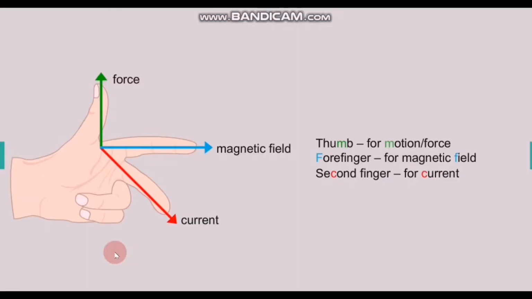So by this example, I hope you have a clear understanding of how to apply Fleming's left-hand rule. Again, the thumb indicates the direction of force or motion acting on the conductor. The first finger or forefinger indicates the direction of the magnetic field, while the middle finger or second finger indicates the direction of current along the conductor.